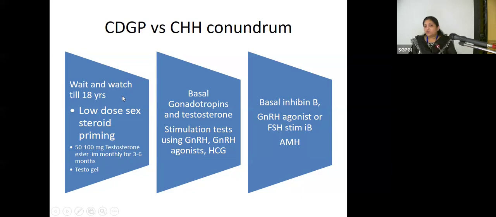But wait and watch is not feasible because delayed puberty has a significant psychosocial implication, and the body composition and bone density also suffer. So many researchers have used basal gonadotropin levels and basal testosterone levels, and also these levels after stimulation with the GnRH agonist or HCG, to see whether that helps them distinguish between the two entities.